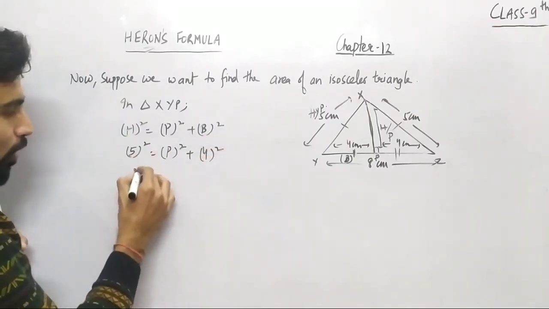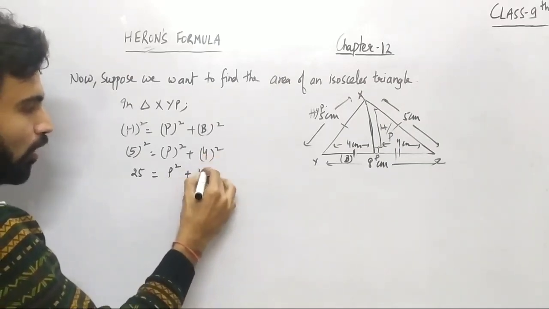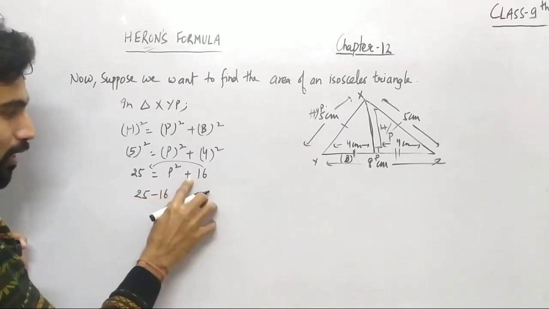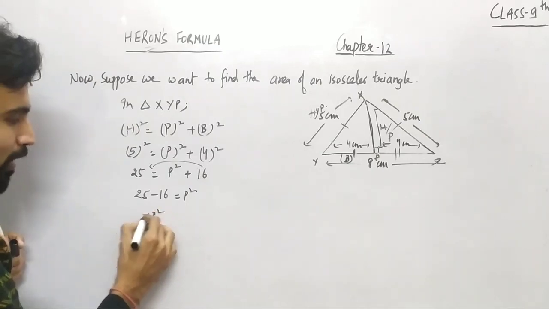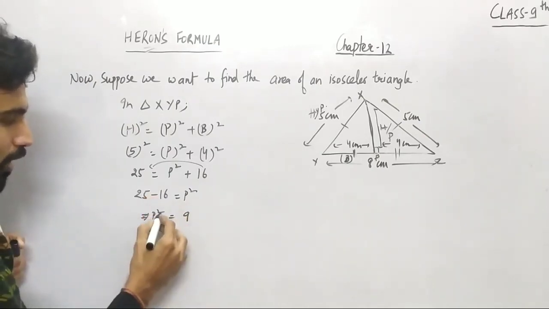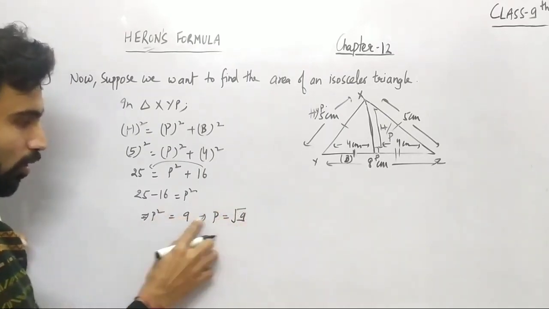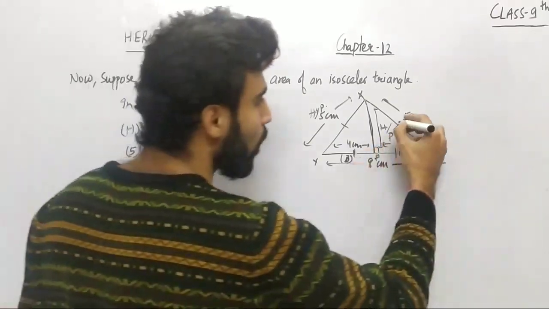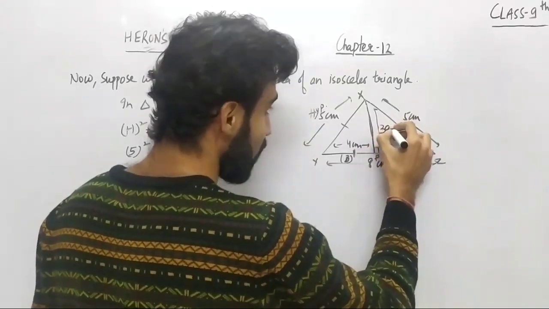Now 5 square is 5 into 5, 25. Then p square is as it is. Now 4 square is 4 into 4, 16. Now the 16 will move here. So 25 minus 16. This plus 16 becomes what? Minus. That will be equal to p square. This implies p square will be 25 minus 16, that is 9. So in the next step I will remove the square, so what happens on the right hand side? Square root over 9. So what is the square root of 9? 3. So here we have got the perpendicular as 3 centimeter, right?